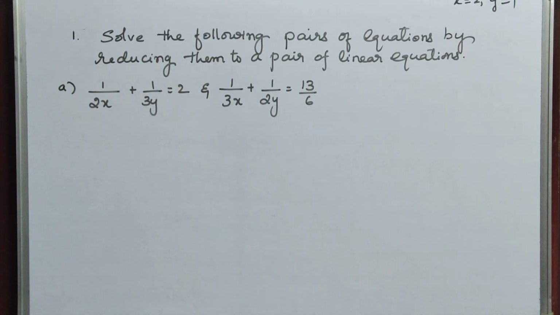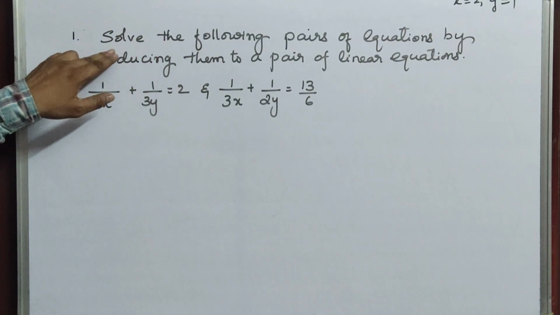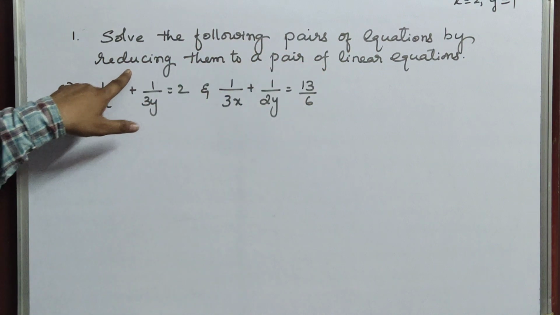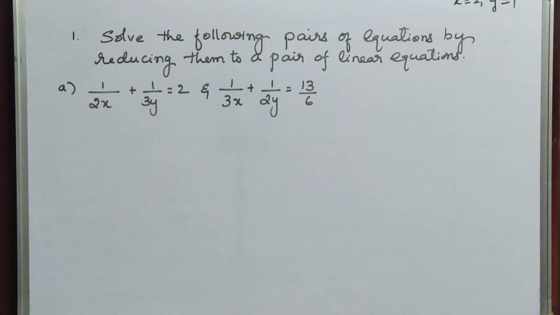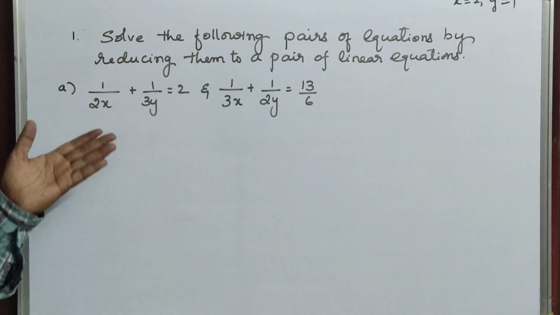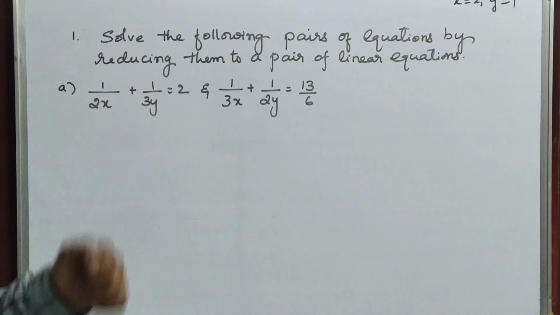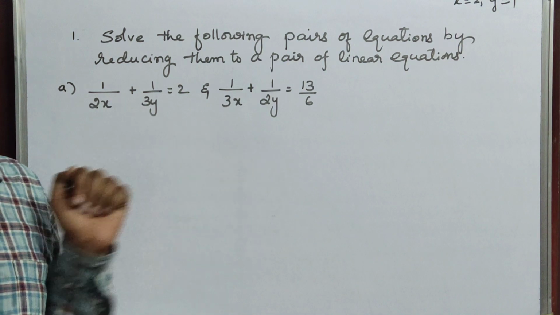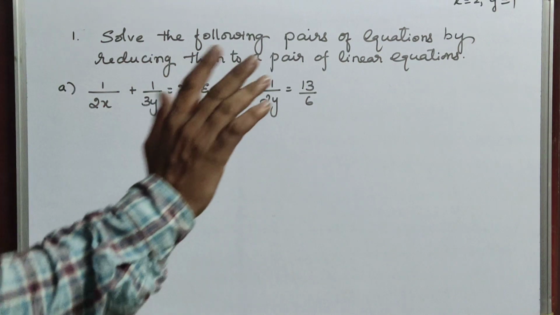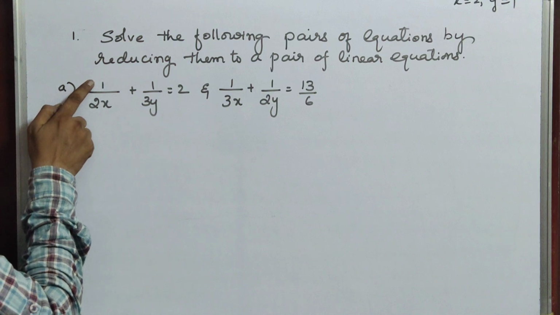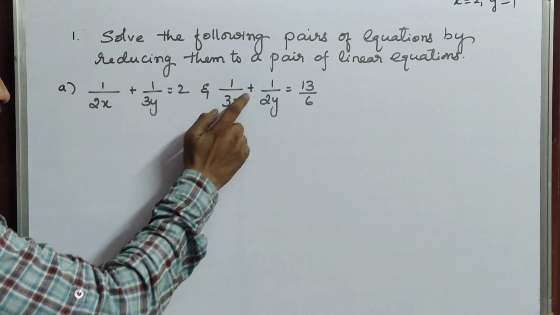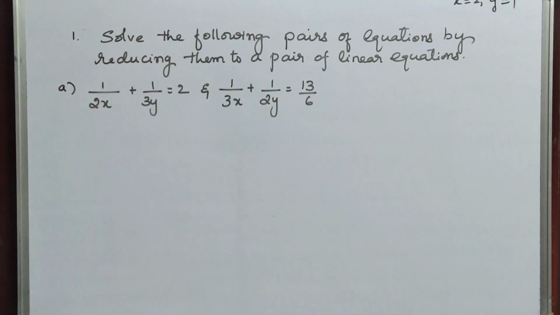Okay children, see the next model I said, no? Solve the following pairs of equations by reducing them to a pair of linear equations. Here it is looking like a fraction, but how are we going to solve for the values of x and y? It is highly impossible. So that's why we have some method, very easy children, if you understand. Here 1 by 2x plus 1 by 3y equals 2 and 1 by 3x plus 1 by 2y equals 13 by 6.